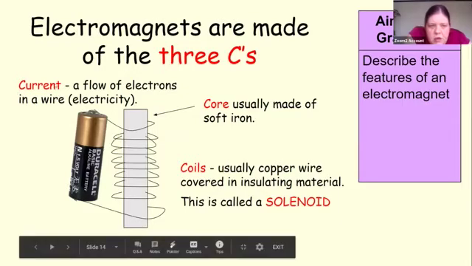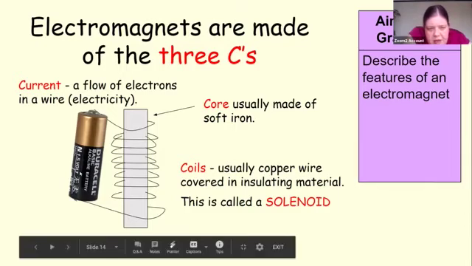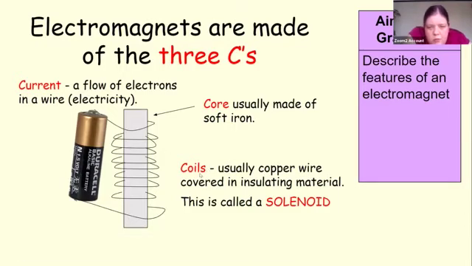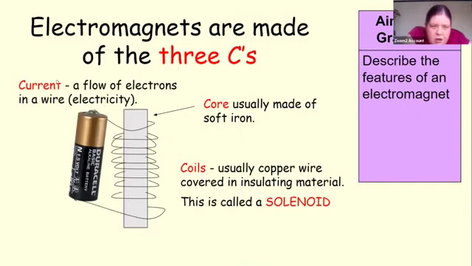They have a current, which is a flow of electrons, a flow of charge, linking back to P1 there. And you can see here I've represented it with a battery. And they have coils. These coils are usually copper wire covered with an insulating material. And then the coils bit is the solenoid. Okay, so an electromagnet has 3 bits: the current, the core, and the coils.